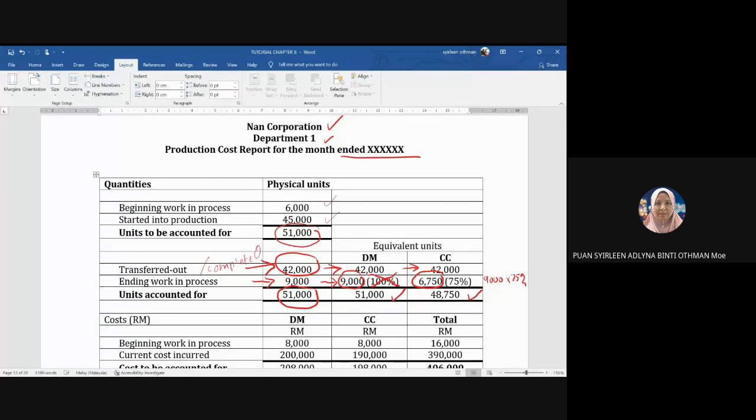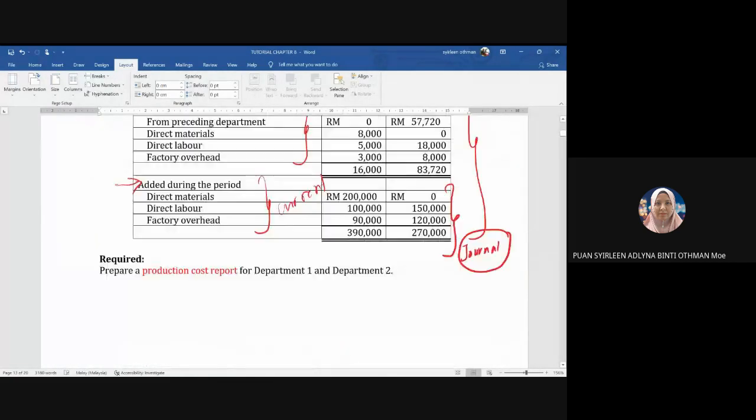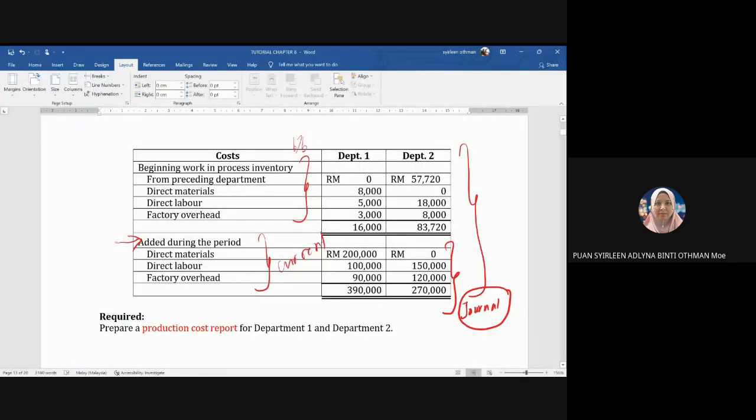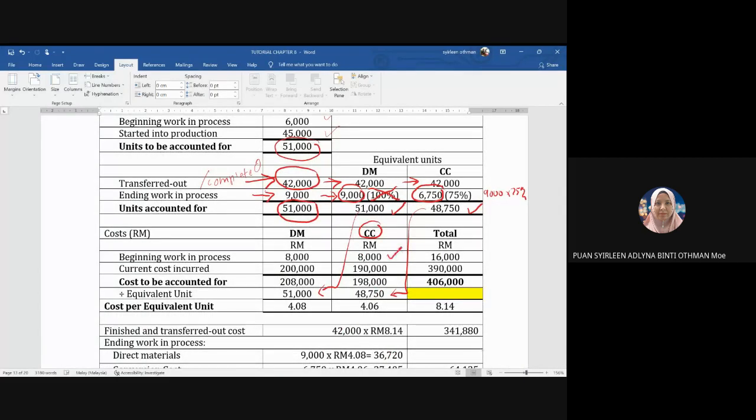Okay, so yang ni kita akan bawa ke sini lah. Okay, this one I already mentioned earlier. Okay, so the beginning work in process kita ambil daripada soalan. Okay, so untuk direct material is 8,000. Okay, untuk conversion cost, conversion cost kita ada direct labor dan factory overhead kan. So dia 5,000 campur 3,000. Okay, that's how you come out with the figure of 8,000 here.